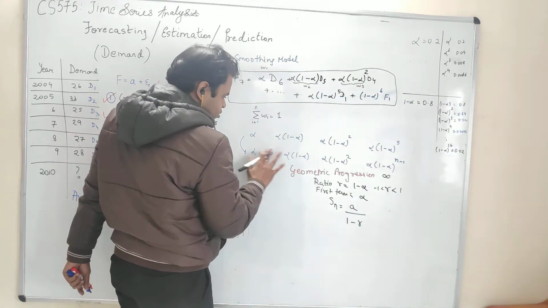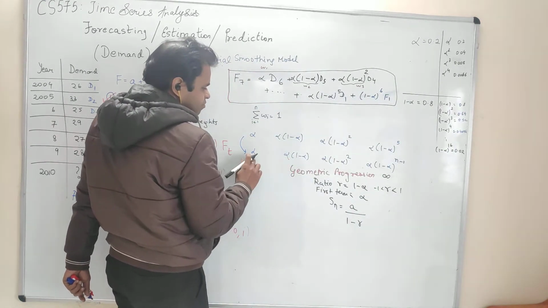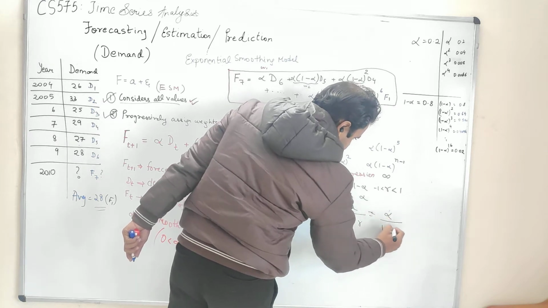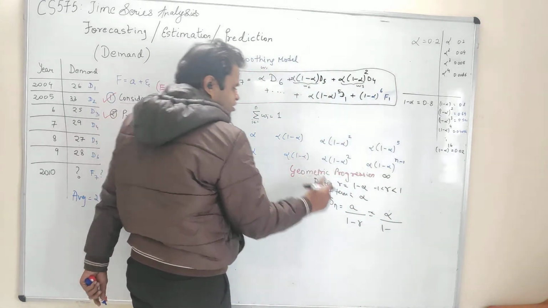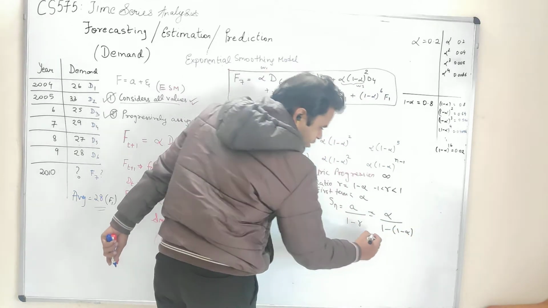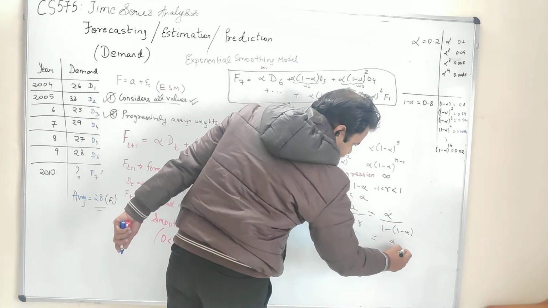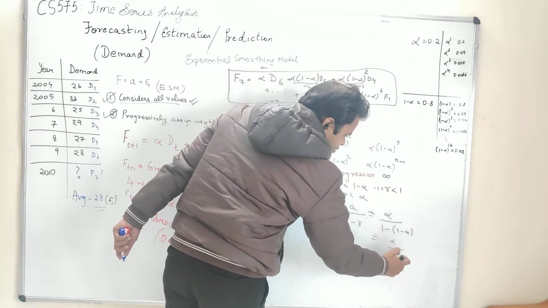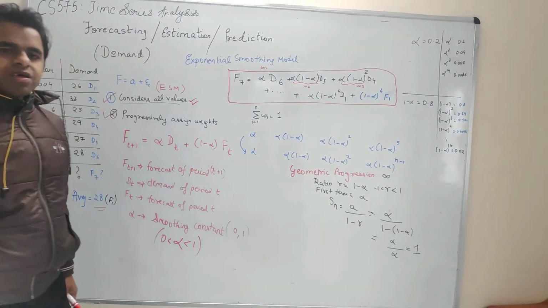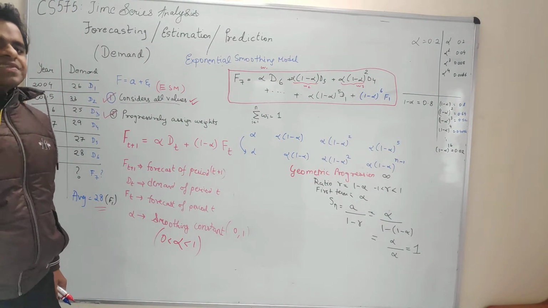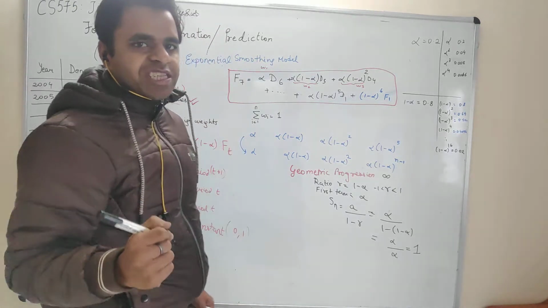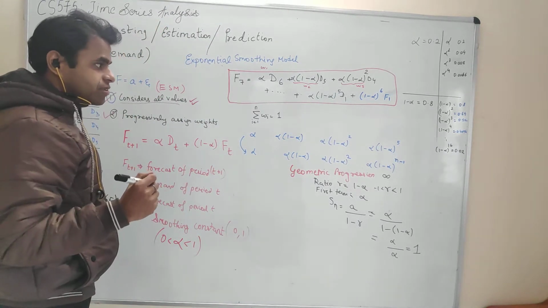So let me just remove this to avoid confusion. The first term is alpha. What is the common ratio? The common ratio is 1 minus alpha. So the sum is alpha divided by 1 minus (1 minus alpha). When I expand this, 1 minus 1 gets cancelled, alpha becomes plus, which is equal to 1. Wow. So the sum of weights is equal to 1, which is another good thing that we get with the exponential smoothing method.